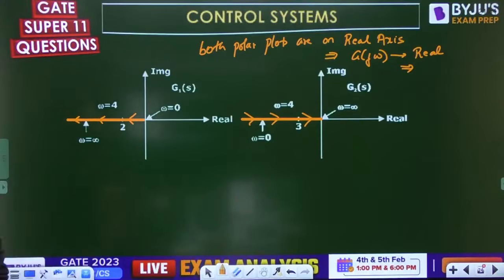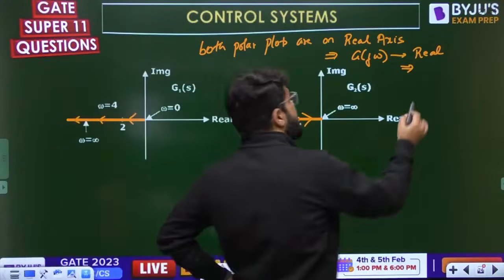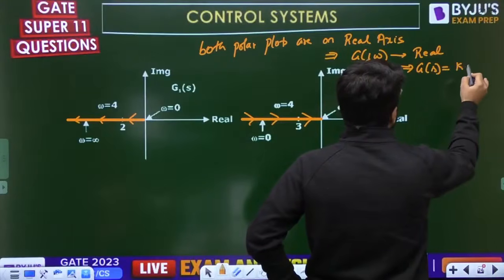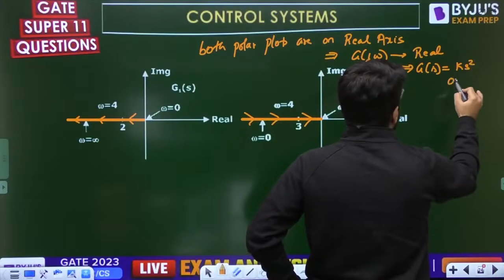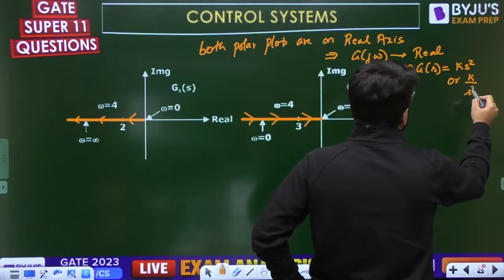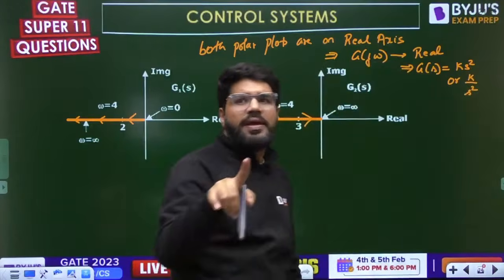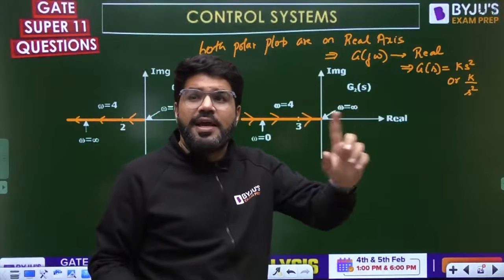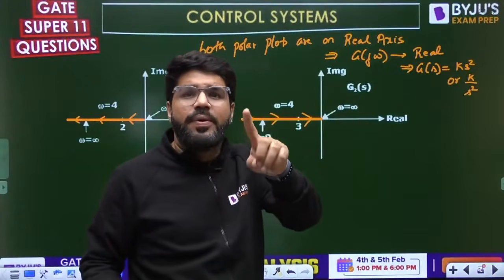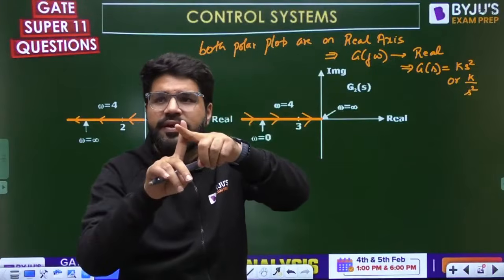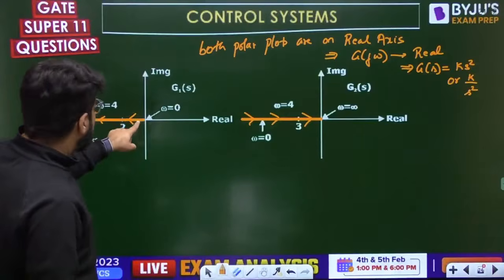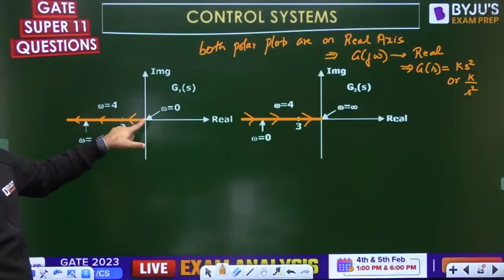That means when I take GS, it should be in the form of ks square or k by s square, because when you put s equal to j omega, it cannot be ks. If you take ks, it becomes kj omega. If it is s square, (j omega) square and j square is -1, that is real. So that will be eliminated. Now you will see here, the value at origin is origin. The value at 0 is 0.